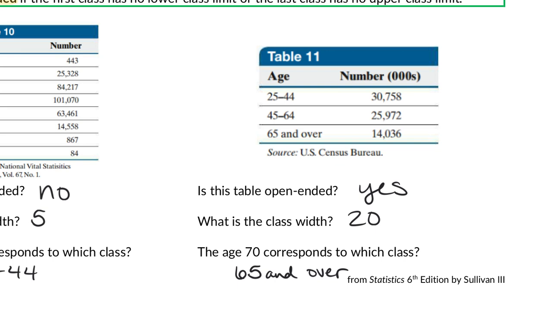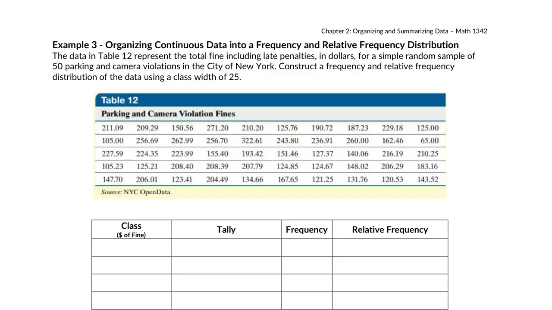So the idea of putting these intervals together for our data will really start to look like something we could do when we look at the next page. In this example, we're going to take this data from table 12 that represents the total fines, including late penalties in dollars, for a simple random sample of 50 parking and camera violations in the city of New York. We're going to construct a frequency and relative frequency distribution of the data using a class width of 25. Everybody underline that right here. We're going to use a class width of 25, which means we should have 25 dollar amounts in each class.